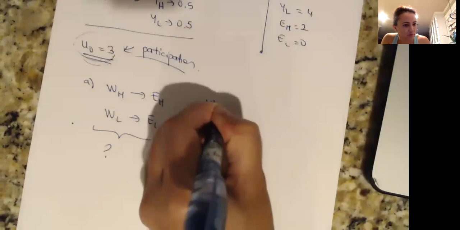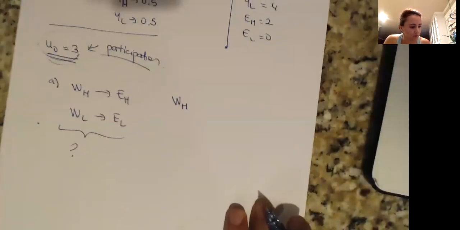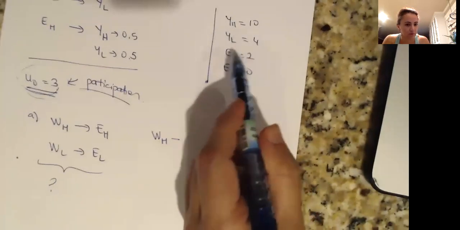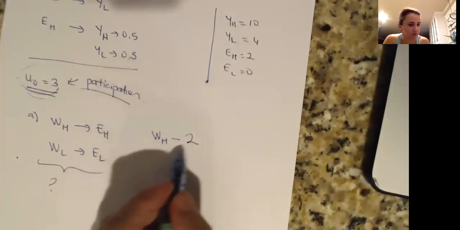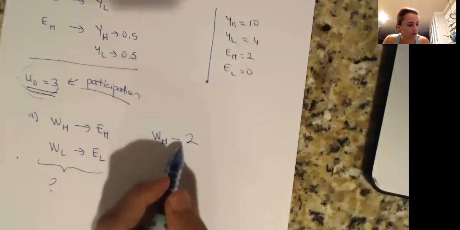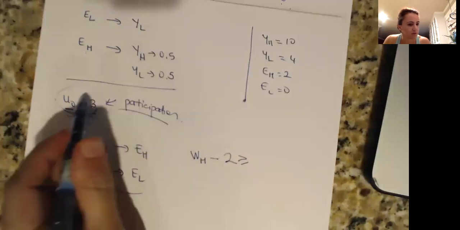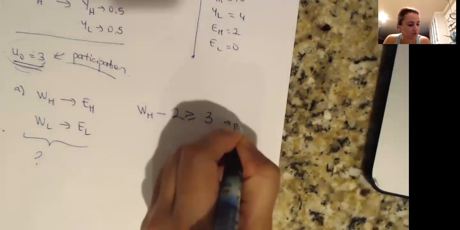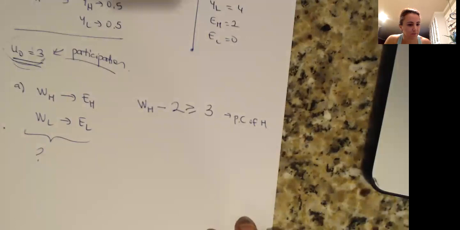So when I pay WH to a high effort person, he has a cost of 2. So this is the net utility of the person with high effort. I want to make sure that this is greater or equal than what the person could get outside. So this is the participation constraint of the high effort worker.